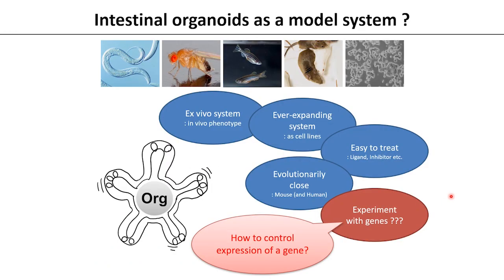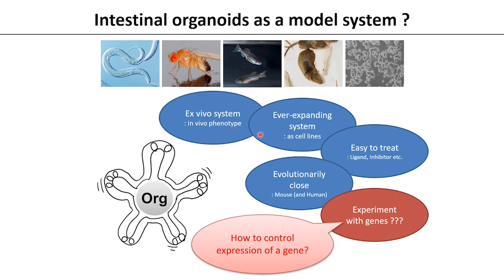So I just talked about intestinal organoids, and the reason that I started working with them was that they could be used as a very nice model system. We know that people have been working with invertebrate models, vertebrate models, and also with cell lines. But organoids could also be a nice model system because here we can observe in vivo phenotypes in an ex vivo system.